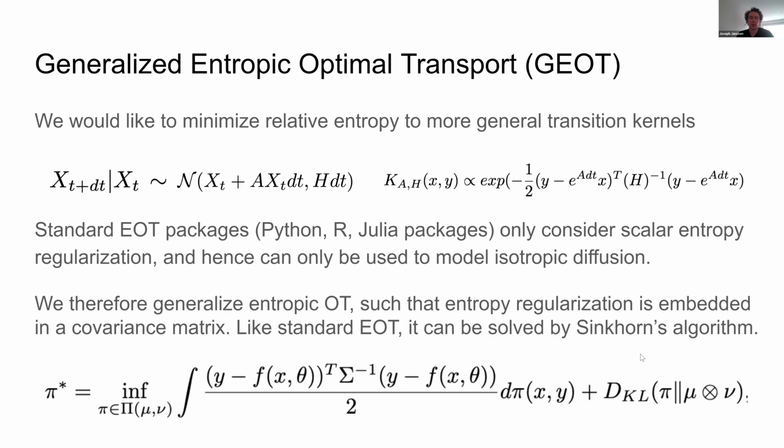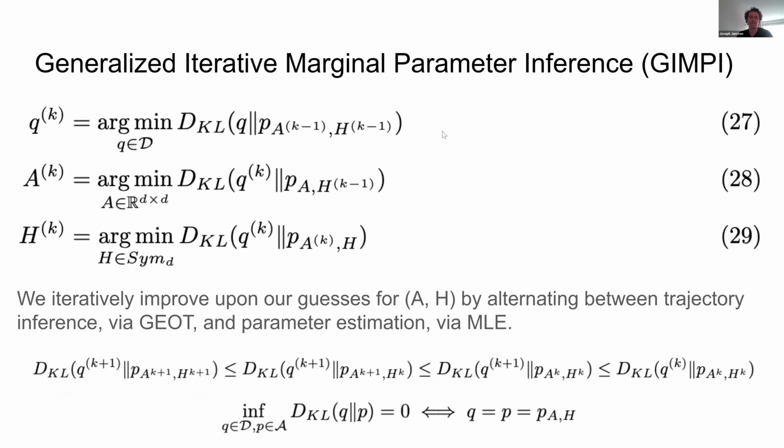So we were able to generalize this reference measure to be proportional to a multivariate Gaussian density. In this case, we can make the reference measure anything we want in the linear additive noise setting, and this turns out to be really useful when we're doing our optimization. This is called generalized entropic optimal transport.